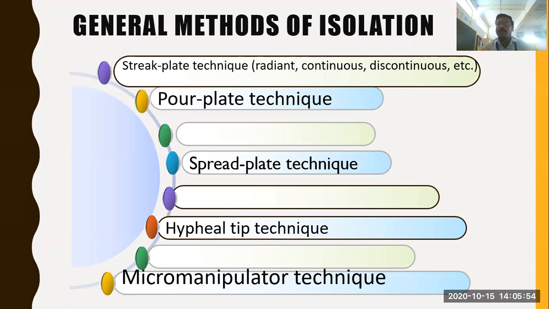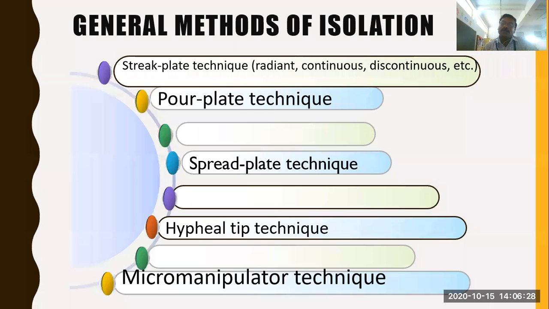Another important method is the pour plate technique, where we can get the exact titer value. The hyphal tip technique is generally used for fungi, not for bacterial purposes. For bacterial purposes, it may be the streak plate, the pour plate, or the spread plate techniques. But what about the fungi? Fungi can be isolated with the help of the hyphal tip technique.